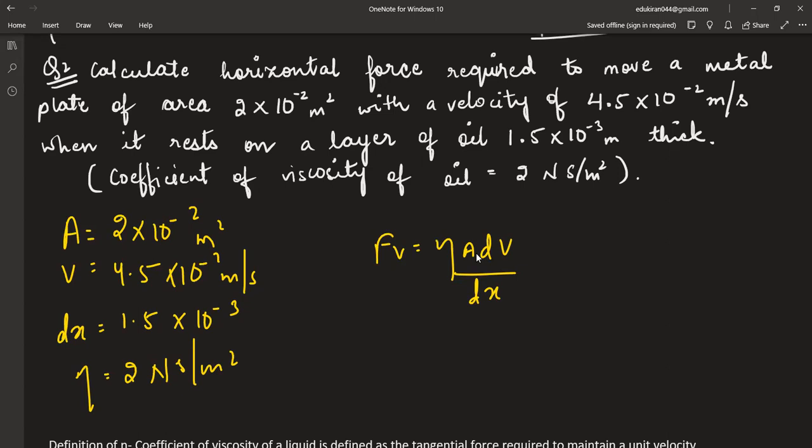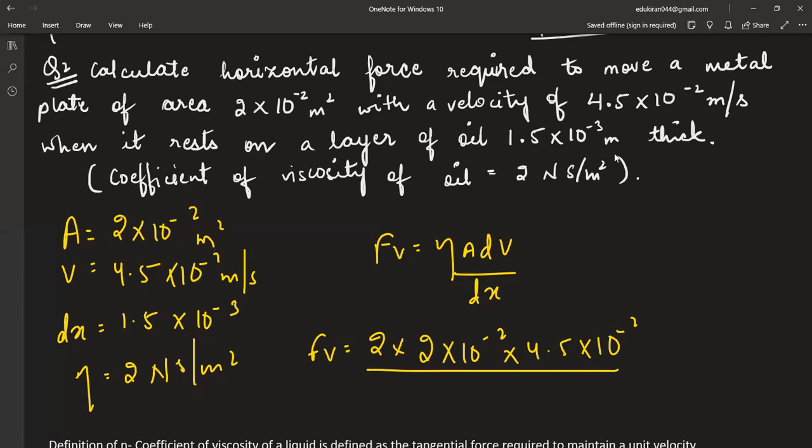So this will be 2 into 2 × 10^-2, into 4.5 × 10^-2, divided by 1.5 × 10^-3. So this becomes 12 × 10^-1, that is 1.2 Newton. This should be the answer. Just match it. Is this clear?